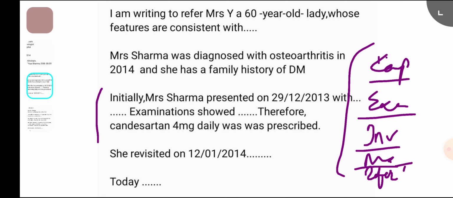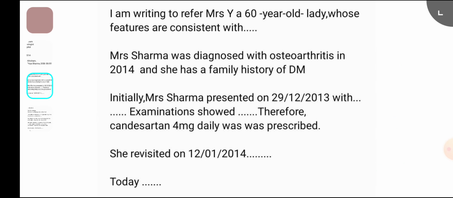Okay, that initially Mrs. X presented to me with the headache. Examination showed, for example, anything you can write, the neck stiffness. Okay, therefore, a CT scan brain was advised, and she was commenced on this and that. This is just giving you an example. This is not logical, I know, about the diagnosis, but I'm telling you an example that initially.